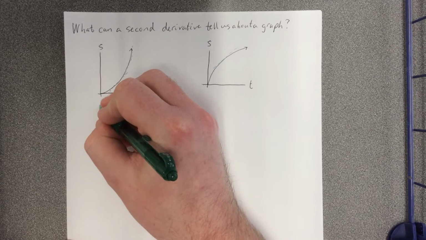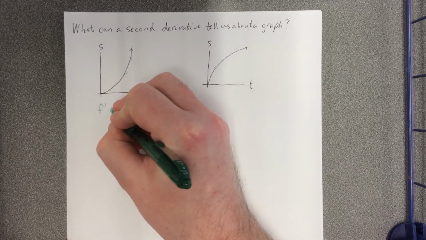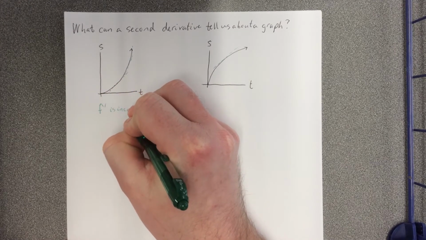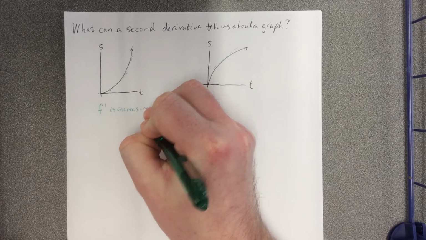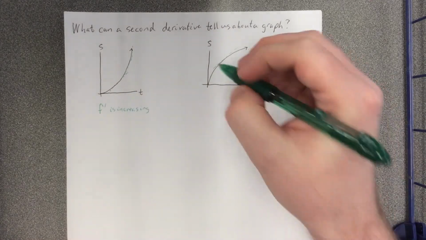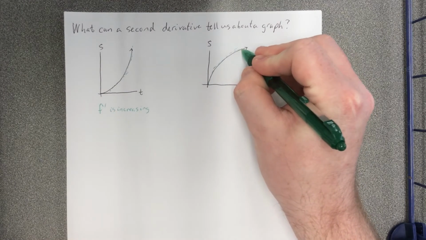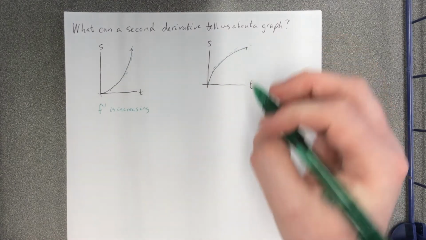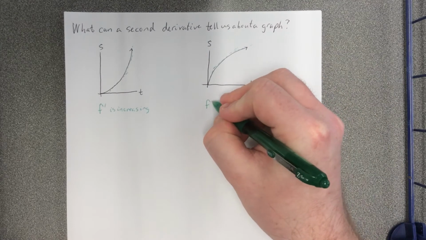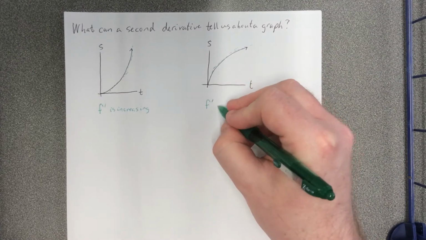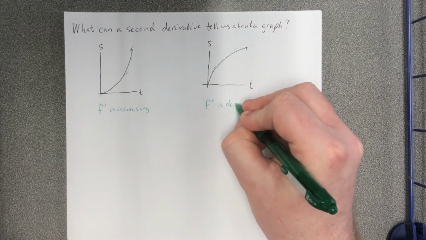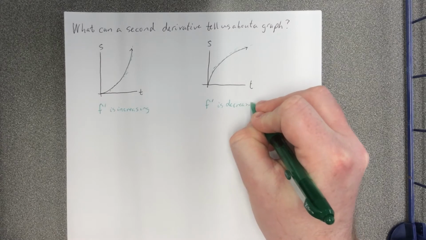So what we can say in the first situation is that f prime is increasing. The slope of the tangent line is getting bigger as we move to the right. Whereas if we were to look at the second situation, the slope of the tangent line is actually getting smaller. The lines are getting flatter. So in that regard, what we're saying is that the slope of the tangent line is getting smaller. That is to say, it is decreasing.